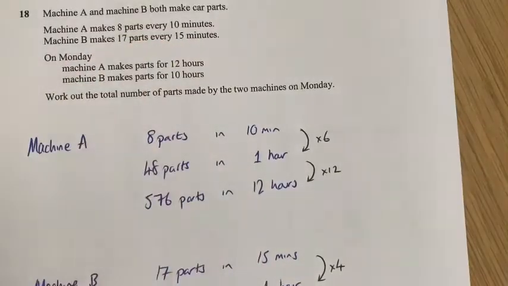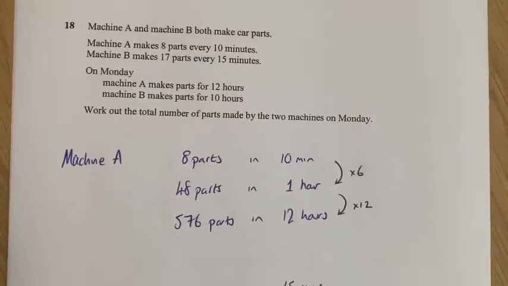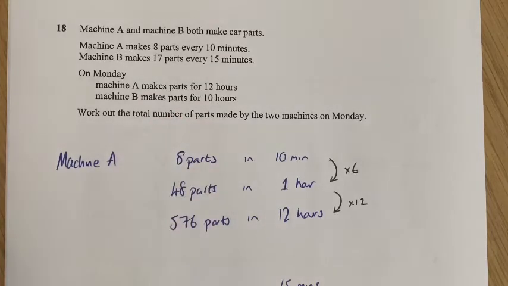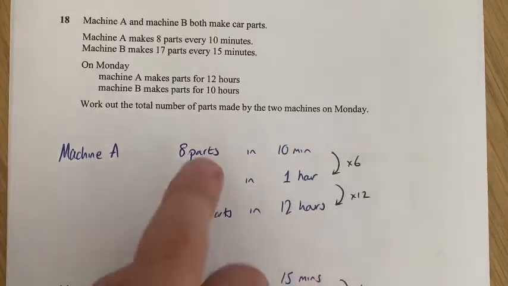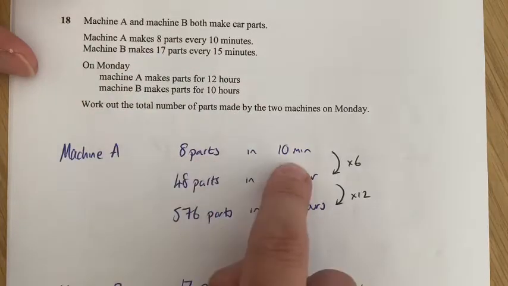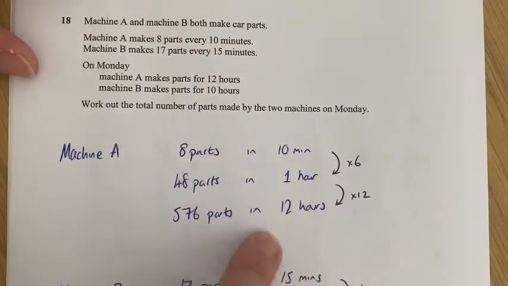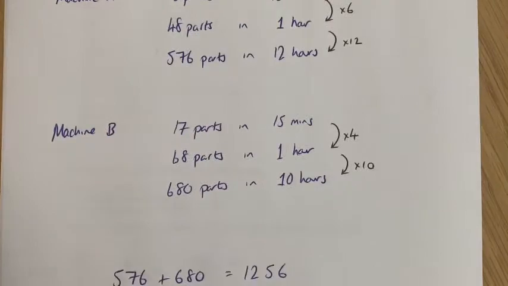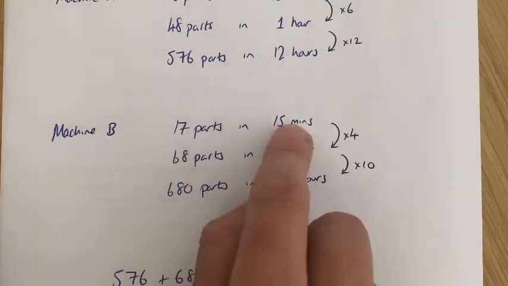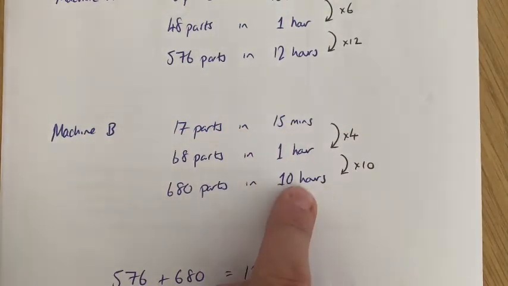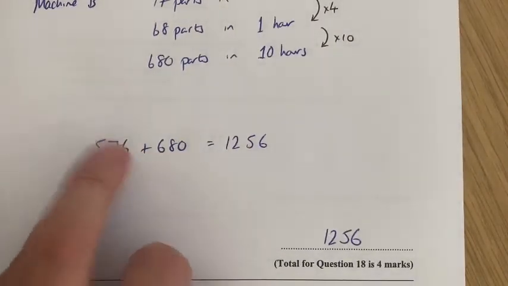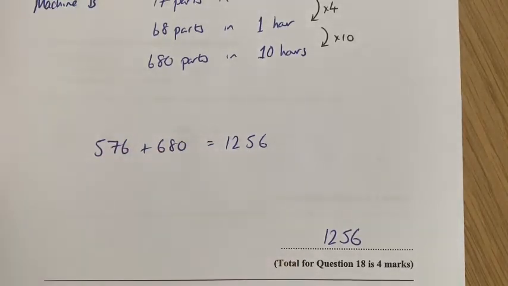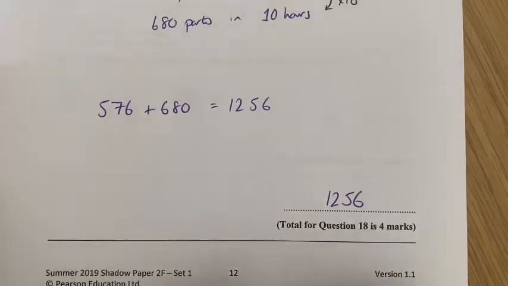As is this one. This one is also explained in a bit more detail on another video. So I will just very briefly show the answers here. We've got that information there. Machine A would make 576 parts in 12 hours. You're told that it makes 8 parts in 10 minutes. And again, just using ratio, scale it up. Same sort of thing for machine B. You're told that it does 17 parts in 15 minutes. Scale it up to 10 hours for machine B. Get the total number of parts, machine A parts plus machine B parts, 1,256 is the answer.